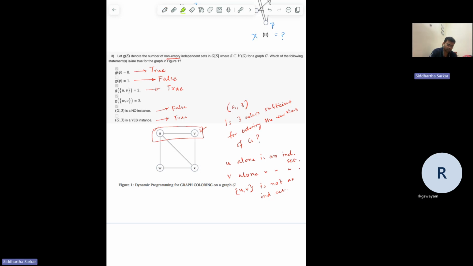Yes, yes. So these two vertices W and V, they induce a graph where W and V are singletons, or pendant vertices with degree 0. So W alone is an independent set, V alone is an independent set, and W and V together, there is no edge between W and V, is also an independent set. So you are right. So there are three distinct non-empty independent sets.